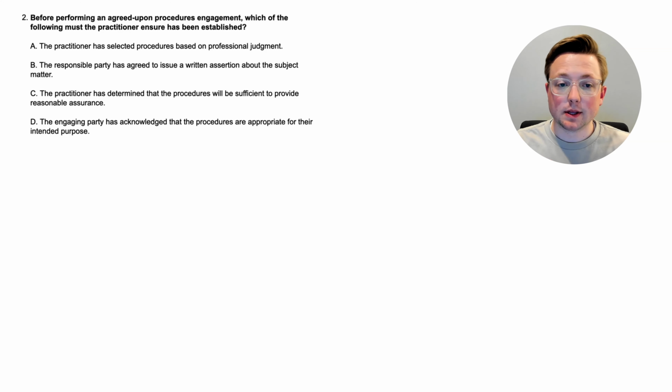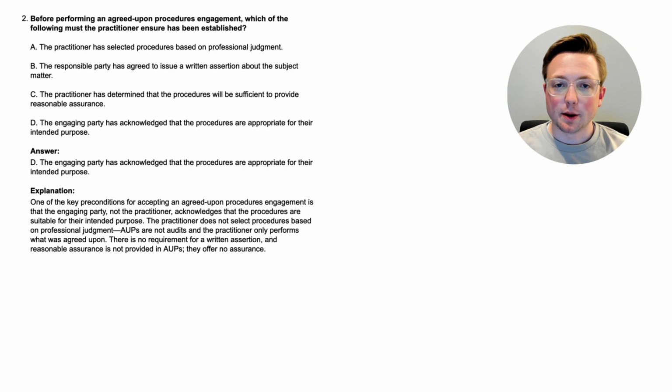Okay, so again, what is something that is going to have to be established before they are going to start the agreed upon procedures engagement? If you know, that's great. If not, though, that's okay. We are using this question to continue learning. So let's go to the explanation together. All right, here we are. The answer is D. The engaging party has acknowledged that the procedures are appropriate for the intended purpose.